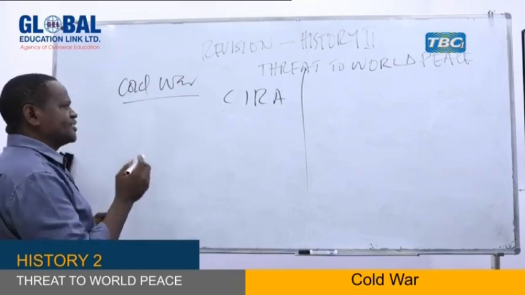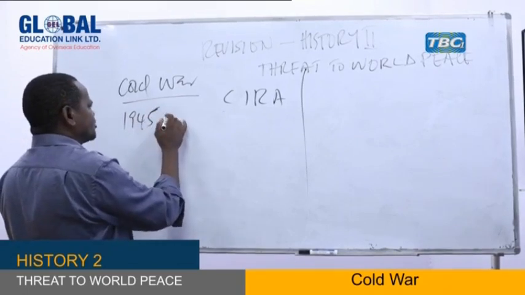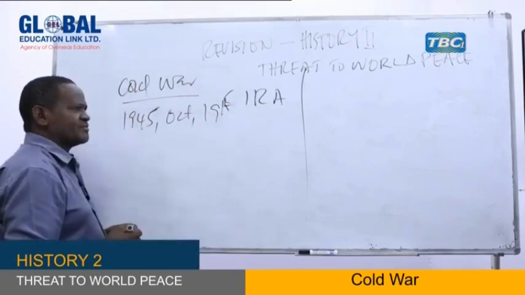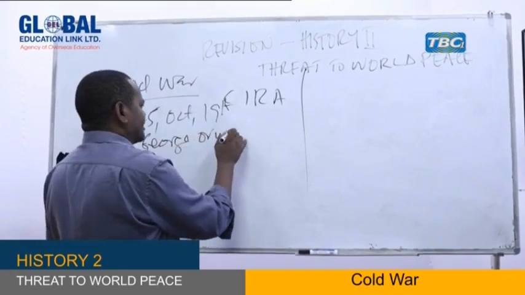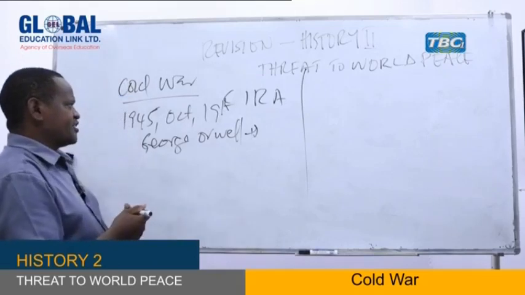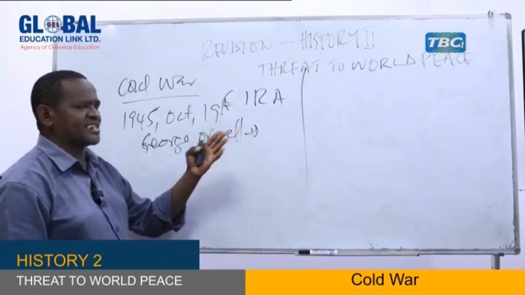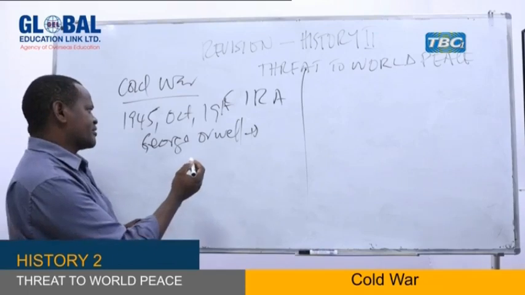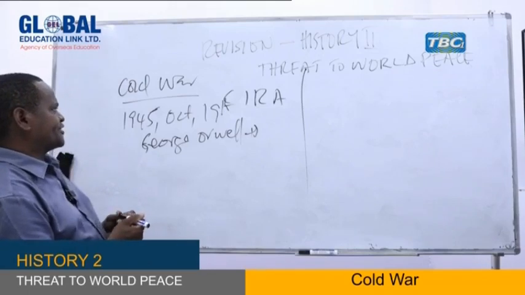The word Cold War was introduced in 1945. In fact, it was in October. It was October 19th in 1945. This word was introduced by a man called George Orwell. George Orwell introduced this word Cold War after he wrote his article, which is called "You and the Atomic Bomb," and that article was written in the newspaper called the Tribune of London. So he wrote his article and he introduced this word Cold War.